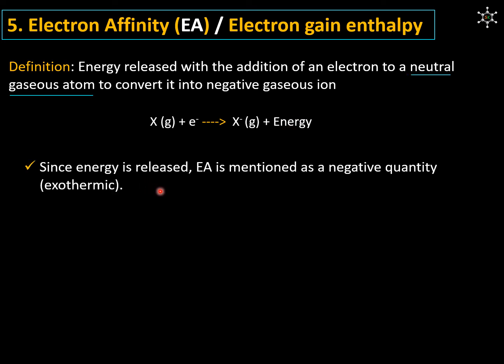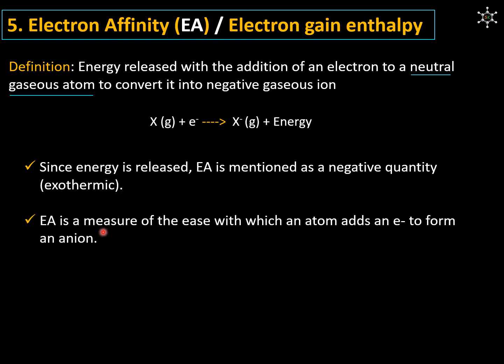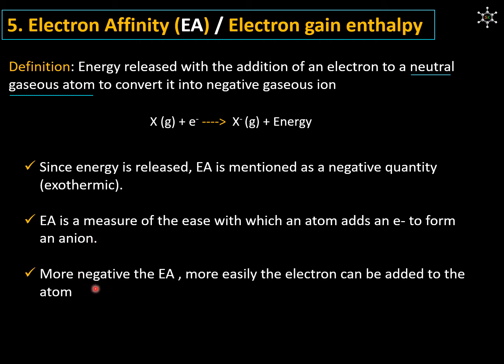Since energy is released, electron affinity is mentioned as a negative quantity. In other words, it is an exothermic change. Electron affinity is a measure of the ease with which an atom adds an electron to form an ion. The more negative the EA, the more easily an electron can be added to the atom.